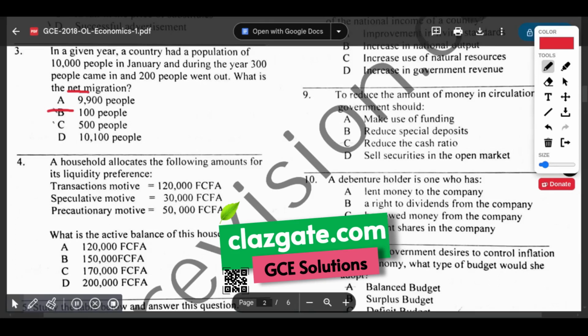So the answer to question 4 is D. Question 4, our answer is D. Okay, now to question 5.